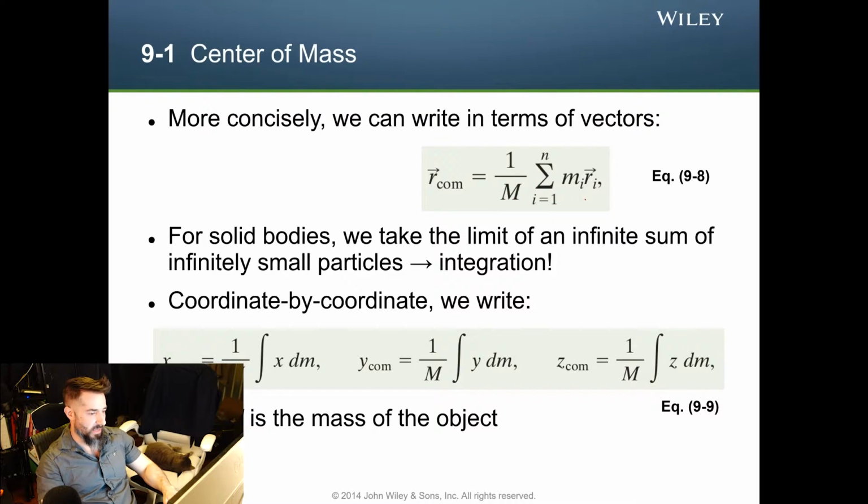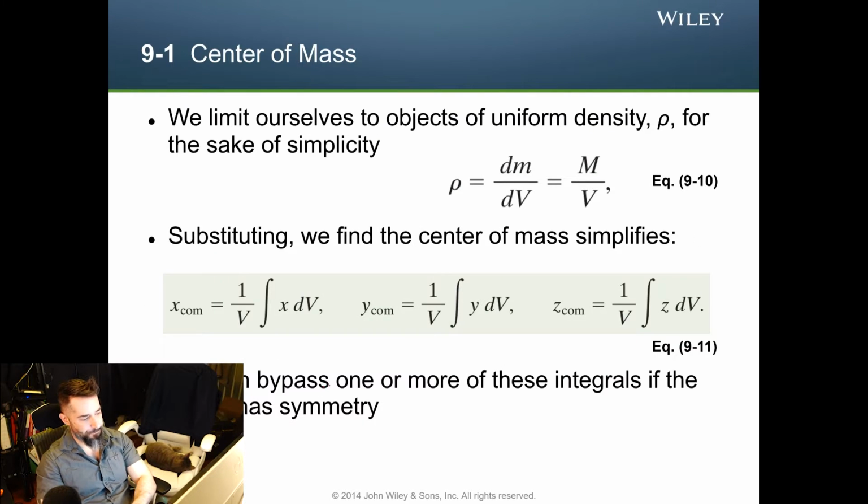So again, in terms of vectors, you can write it in terms of vectors. So you get the integration form, taking a limit of an infinite sum. And then, of course, again, coordinate by coordinate, we can write this. This is in the form of a changing mass, right? So you have the x, y, z position, and then you have the mass according to that linear portion in each direction.